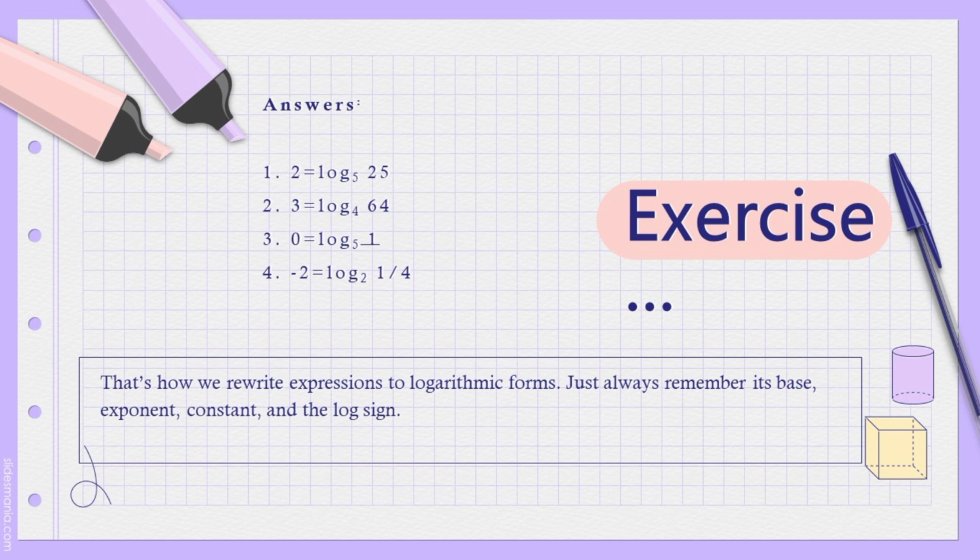And last is negative 2 is equal to log base 2 of 1/4. The exponent negative 2 again will go to the left side, add an equal sign and the log sign. The base will still remain, which is the number 2. Then the constant number, which is the 1/4, will go to the right side. And now we have negative 2 is equal to log base 2 of 1/4.